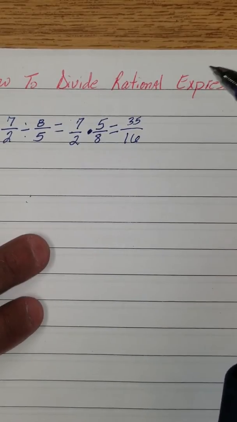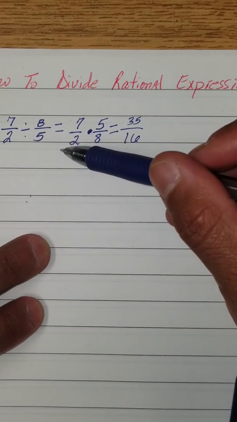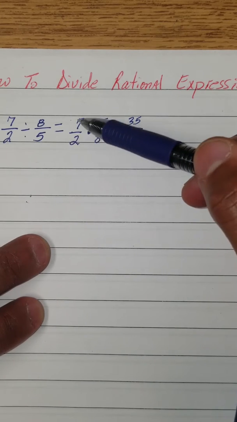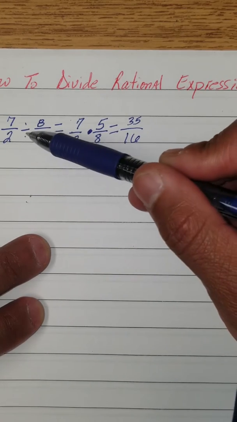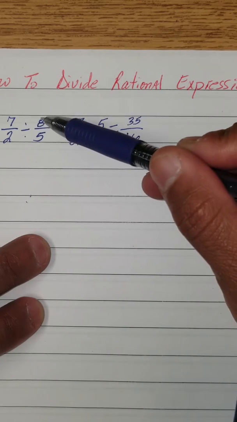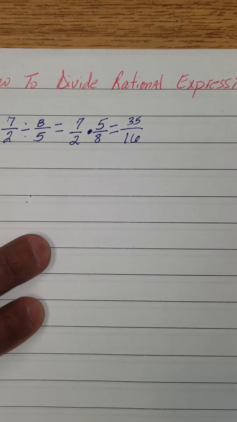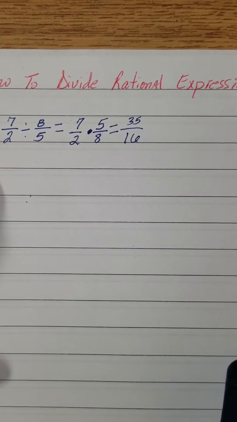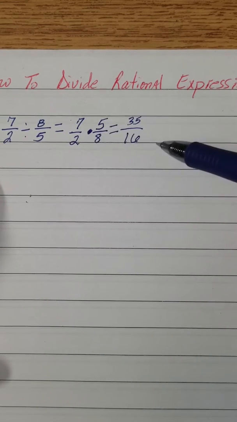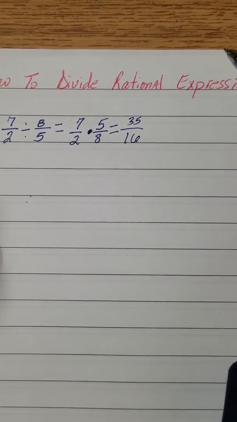All right, we're going to take two polynomials and we're going to divide them. But in order to divide, we must keep the first fraction the same, change the operation from division into multiplication, and take the reciprocal of the second fraction. There'll be a little bit more added on to it than this. This is just simple, basic dividing fractions. But the concept, for the most part, is exactly the same. So let's get into it, shall we?